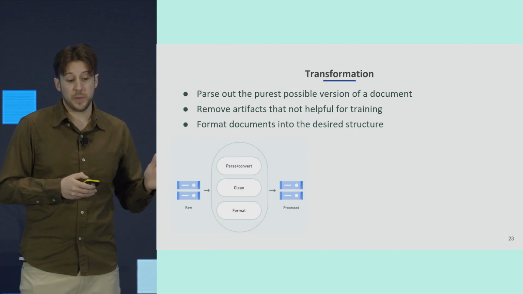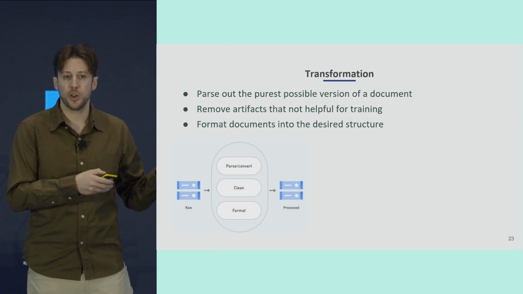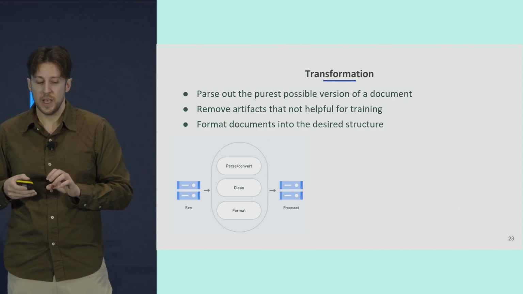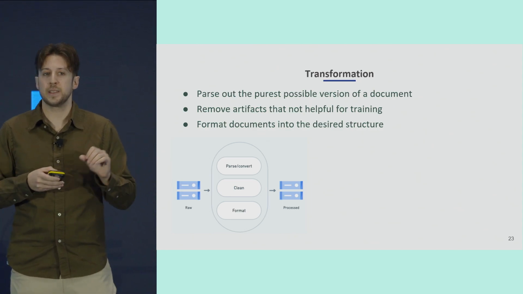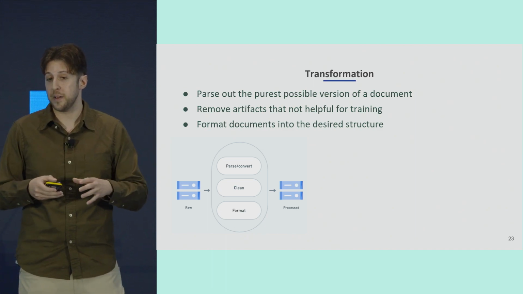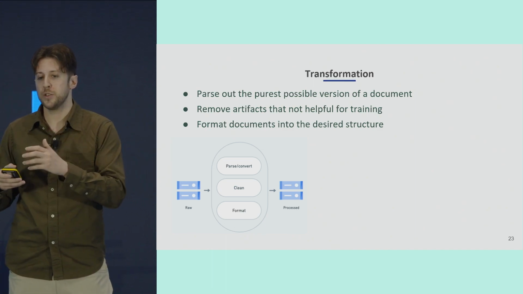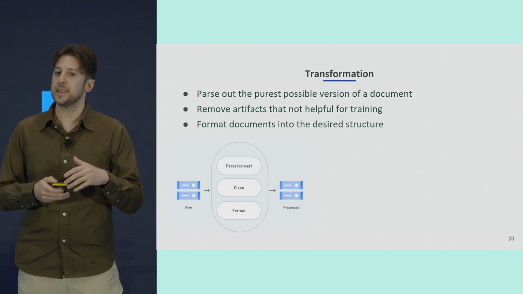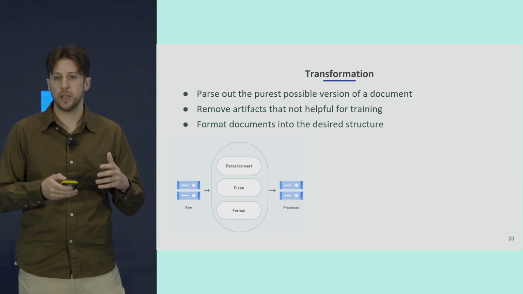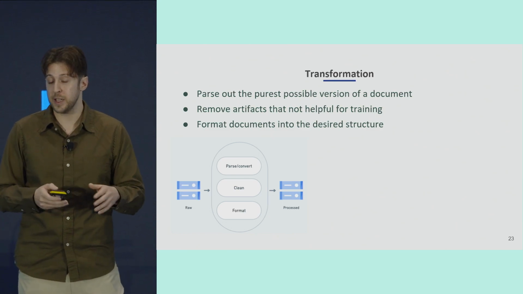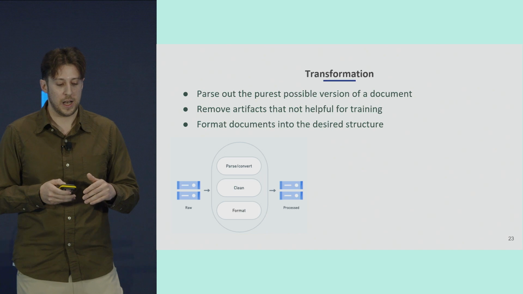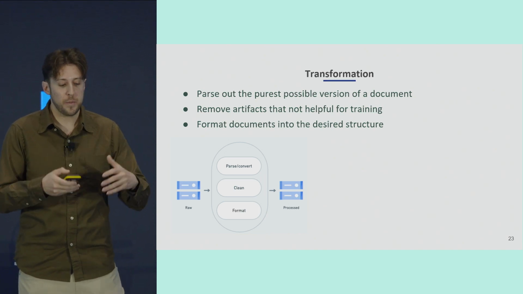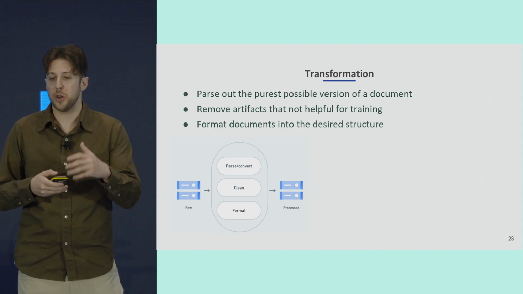Now, when you get to the transformation stage, the main idea is to take those raw documents and parse out the purest possible version of a document that you can. In this stage, you might convert the document format, like HTML to text or PDF to text, and in the process you're basically doing cleaning as well. You want to remove any artifacts that are not helpful for training and may actually harm the model. And finally, put these into the format that you want the model to see during training.